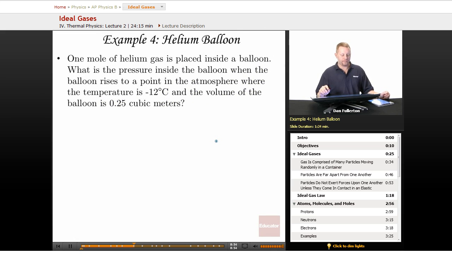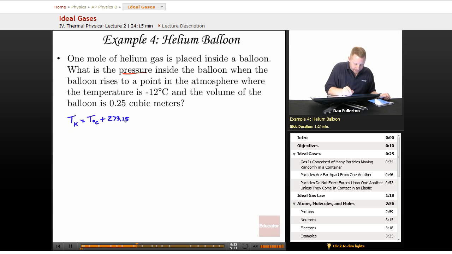Let's look at a helium balloon. 1 mole of helium gas is placed inside a balloon. What is the pressure, looking for pressure, inside the balloon when the balloon rises to a point in the atmosphere where the temperature is minus 12 degrees C and the volume of the balloon is 0.25 cubic meters? First thing, let's convert this temperature from Celsius to kelvins. Temperature in Kelvin is our temperature in degrees Celsius plus 273.15. So that's going to be negative 12 degrees Celsius plus 273.15, or 261.15 K.